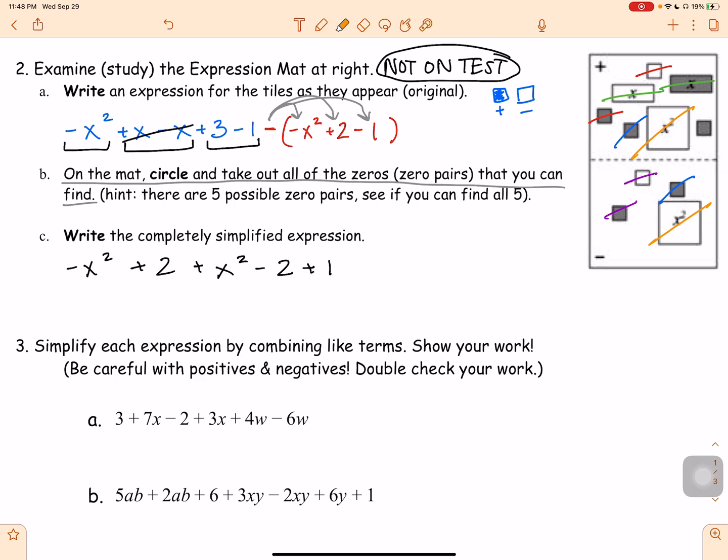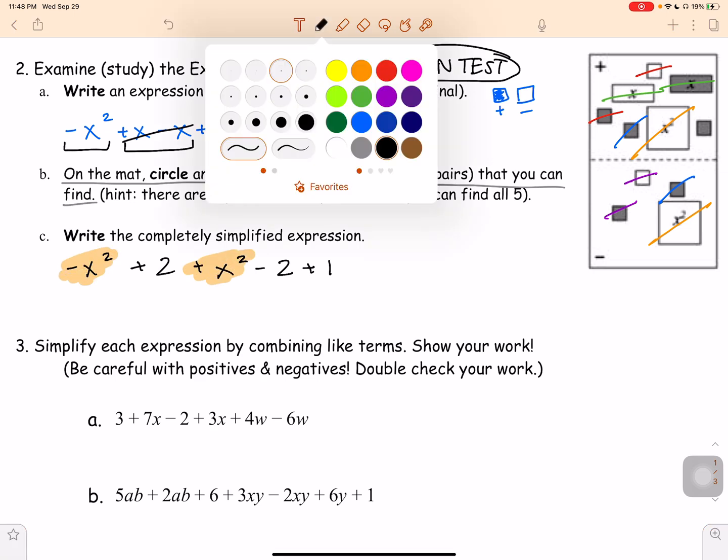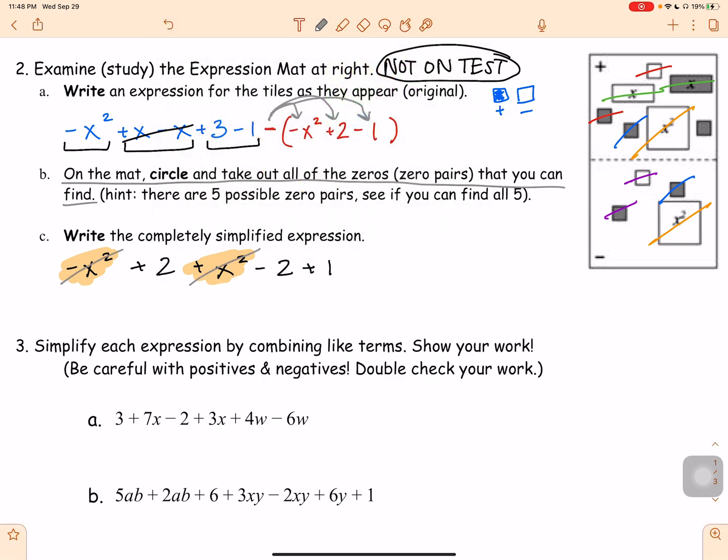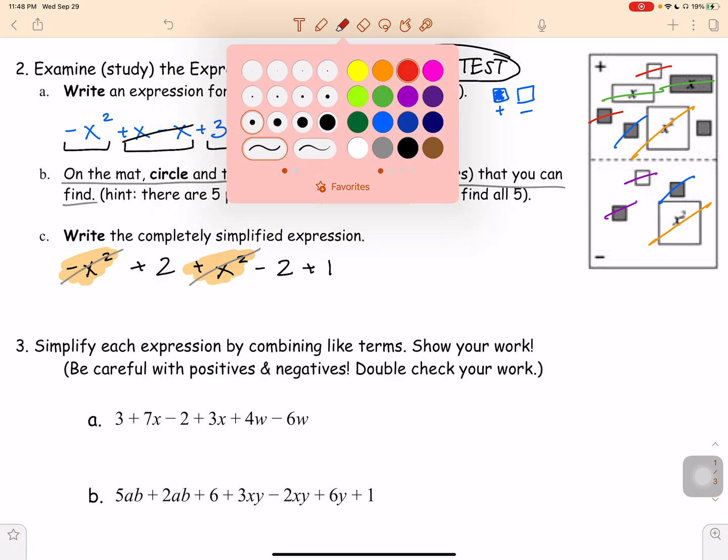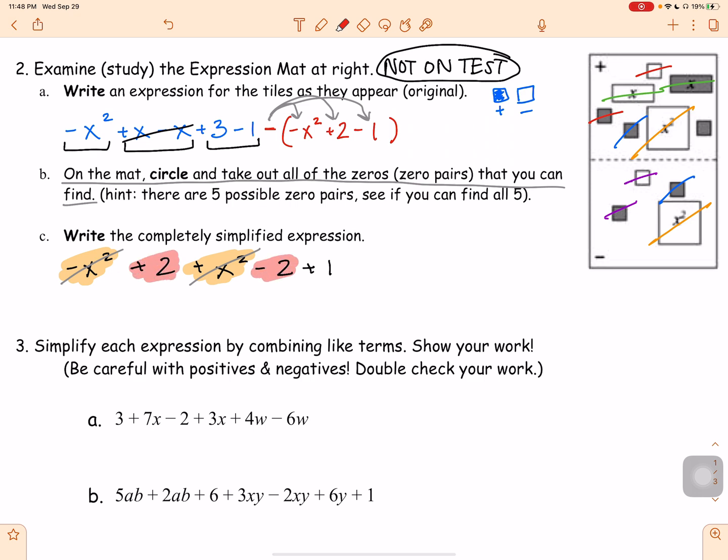So now if we look here, negative x squared plus x squared is 0, right? Those two cancel out. And then I have also positive 2 minus 2, that is 0. And if you guys see here, I'm left with 1. And over here on the mat, I'm also left with 1. Right? So you should end up with the same amount if you're using an expression mat or if you're just combining like terms, etc. You should get the same thing. So the final answer would just be 1. That's all that's left once you simplify it.